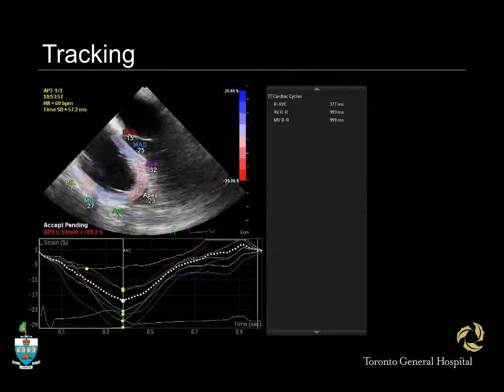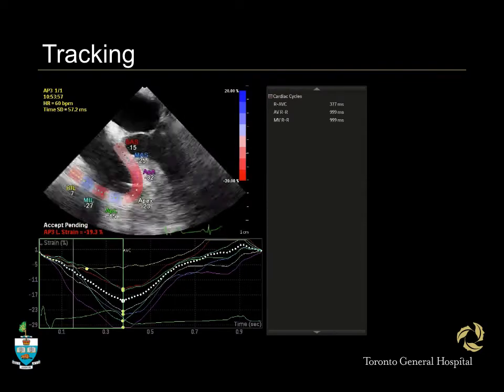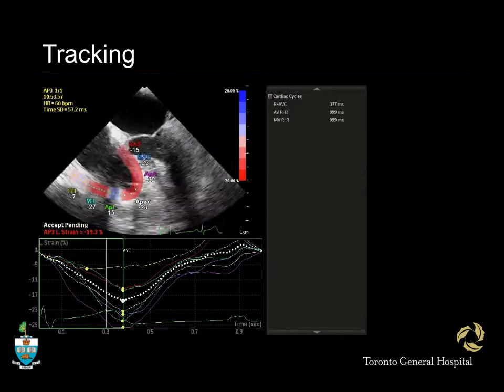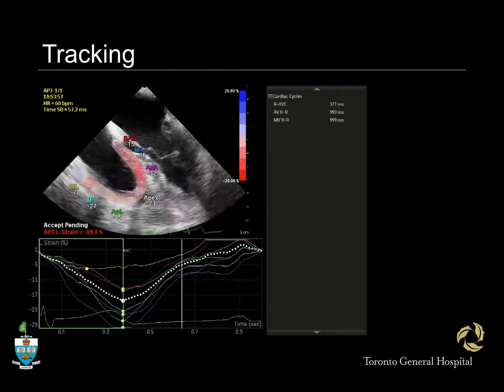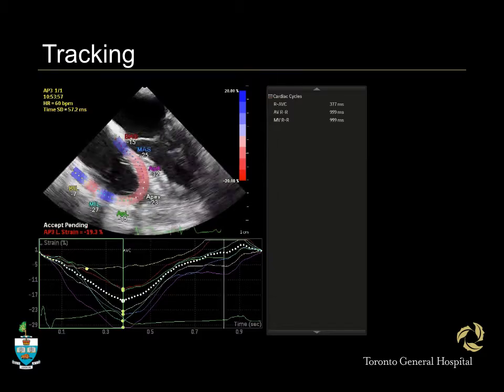And in fact, if you look at this yellow, the number is -7. But if you look at the tricuspid annulus, it looks like pretty normal movement. So this is the problem: the tracking is not so good.